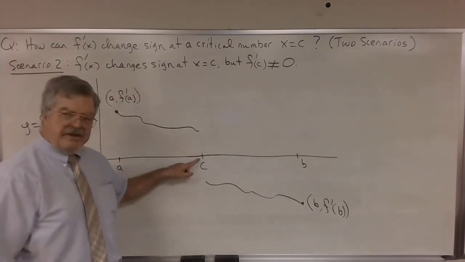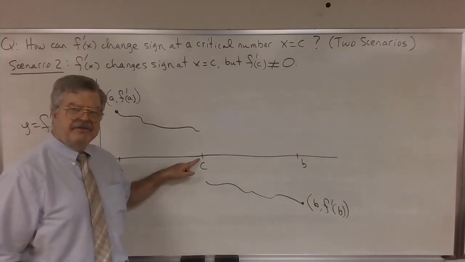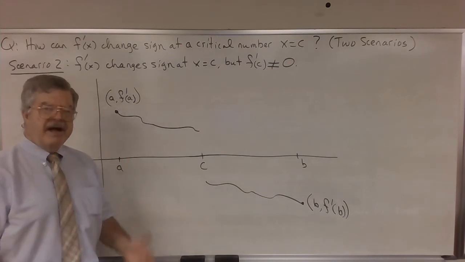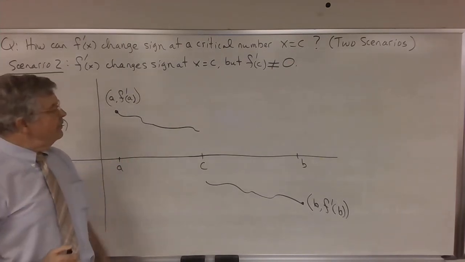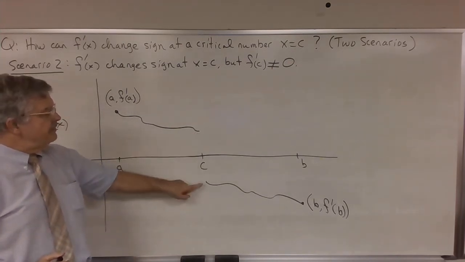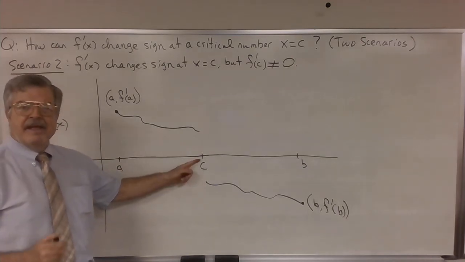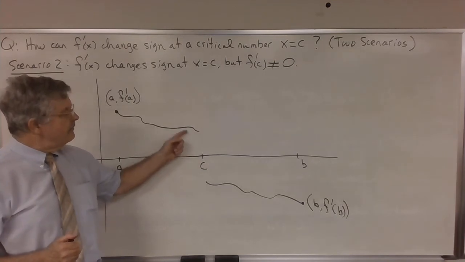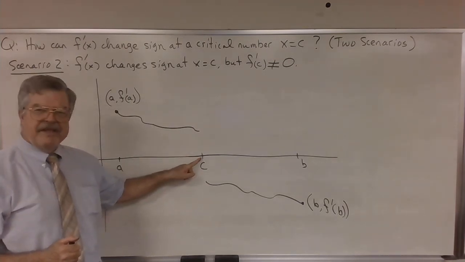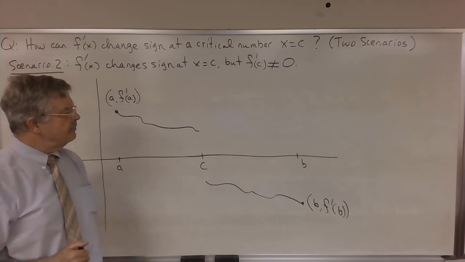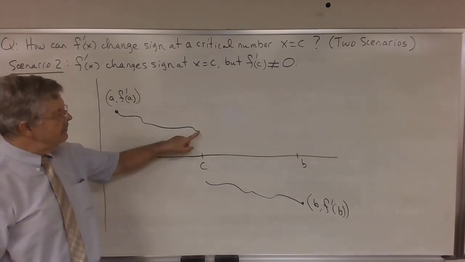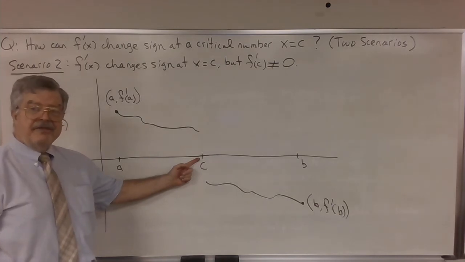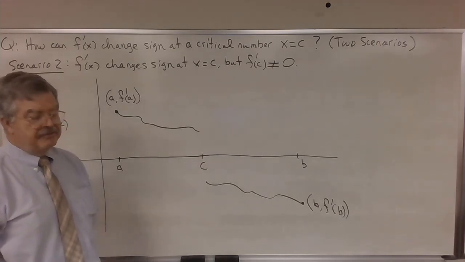And the graph doesn't cross the x-axis at x equals C. So how on earth is it possible that the graph goes from being positive to negative right here at x equals C without the graph of the derivative crossing the x-axis right there? How is it possible for the graph to go from here to here without crossing the x-axis at x equals C?